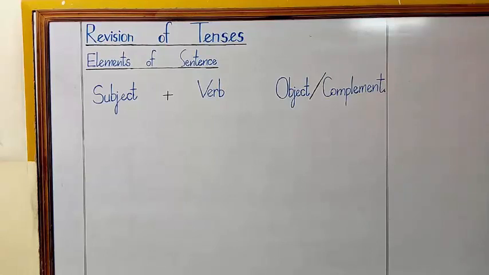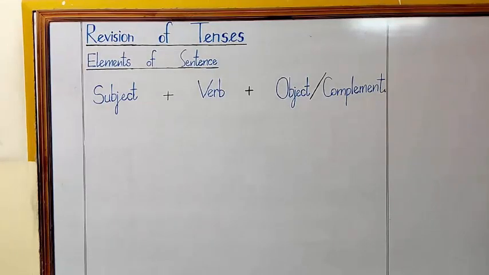This is the video lecture on Grammar Topic 1, Revision of Tenses. In this lecture, I will give you a brief review of tenses you have already studied in earlier classes. Before going through tenses, let us take a look at the elements of a sentence. As you can see on the board in front of you, there are three elements of a sentence: subject, verb, and object or complement. Let's take a look at subject, verb, object and complement individually, and how they work in a sentence.